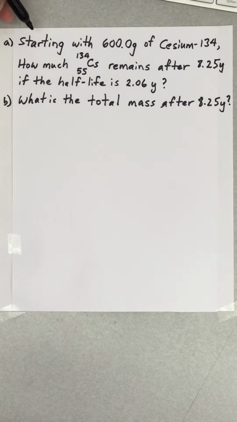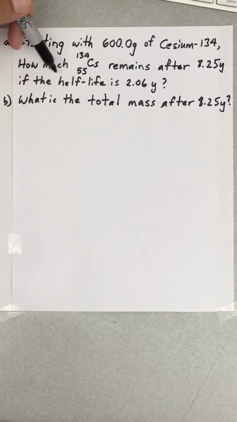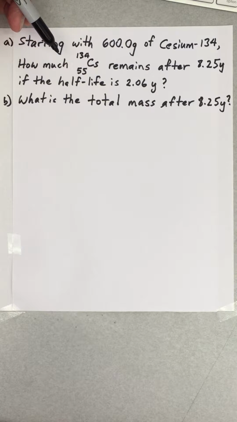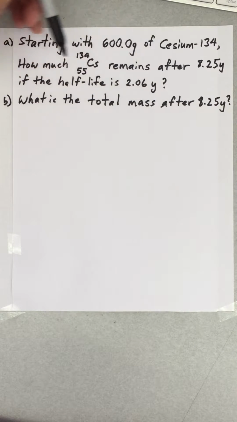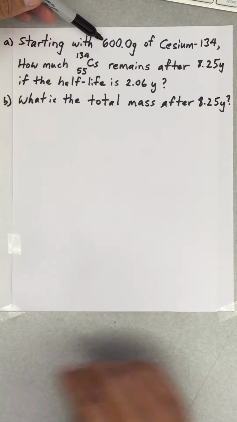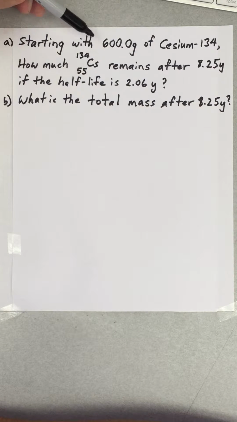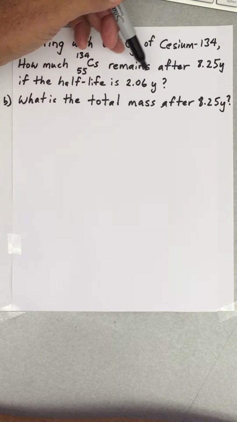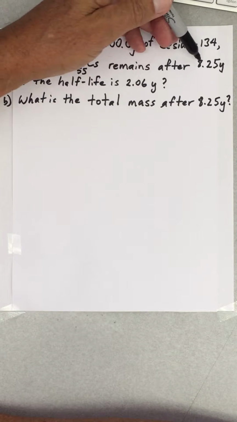Here's a half-life problem. Starting with 600 grams of cesium-134, how much cesium-134 remains after 8.25 years if the half-life is 2.06 years? So here we're trying to get how much of this 600 grams is left over after a certain period of time. The half-life tells us if one half-life goes by, then 600 grams would be turned into 300 grams, right? So after 8.25 years, and one half-life is about 2.06 years, you can see it's about 4 half-lives here.